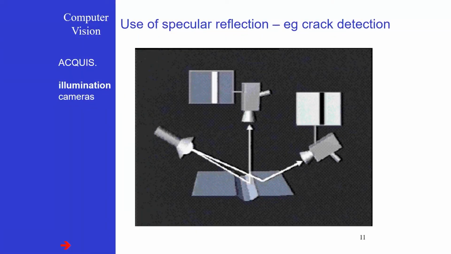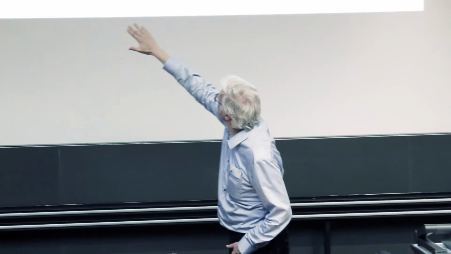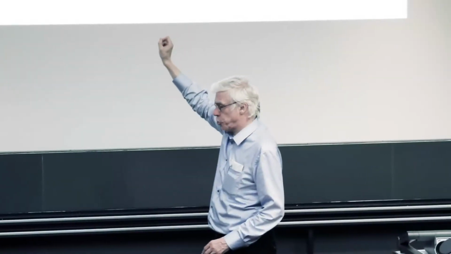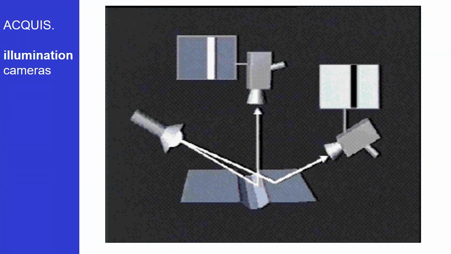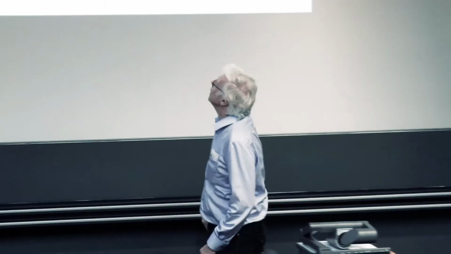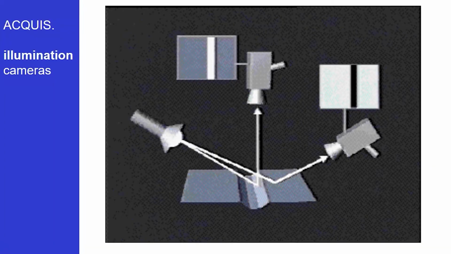Here's an example of this directional illumination coming in. Suppose you have a surface on the bottom and there's a scratch, indicated here with this little indentation. Now, suppose we illuminate from the left, as you see, light falling onto the surface, and then we can put the cameras at different positions.